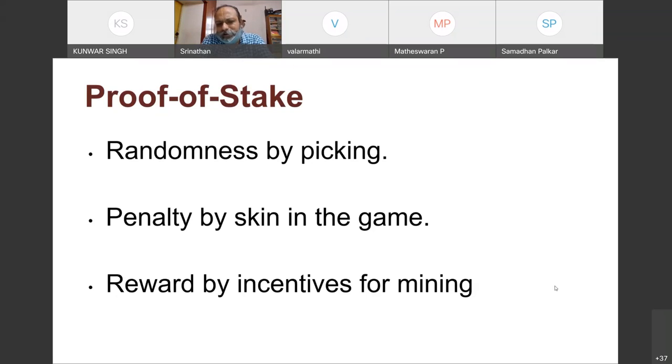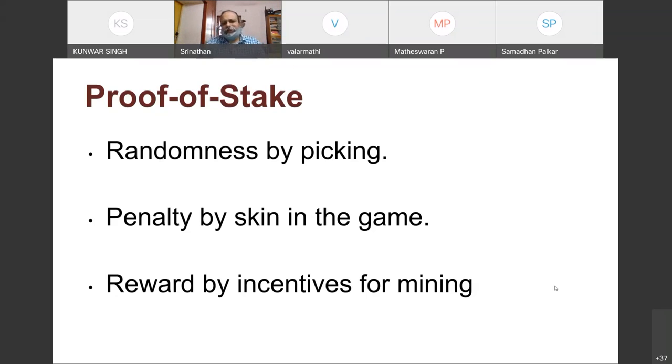If you want to make a shorter chain long, then you lose all the gains you got in the current chain, right? So the penalty is also there because of the skin in the game. And the incentive is the same. It is like transaction fees or rewards for mining. So this is proof of stake for you.